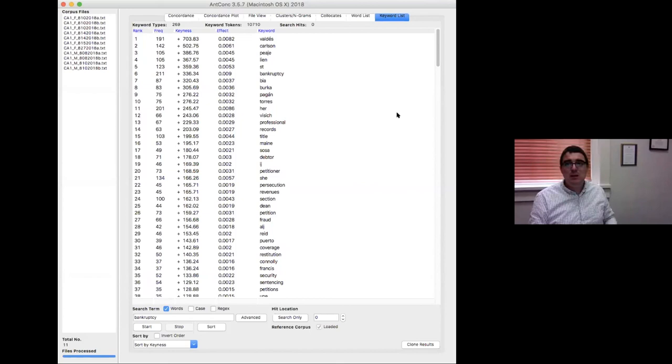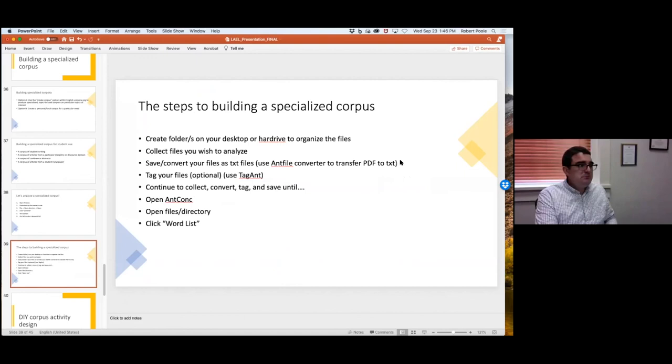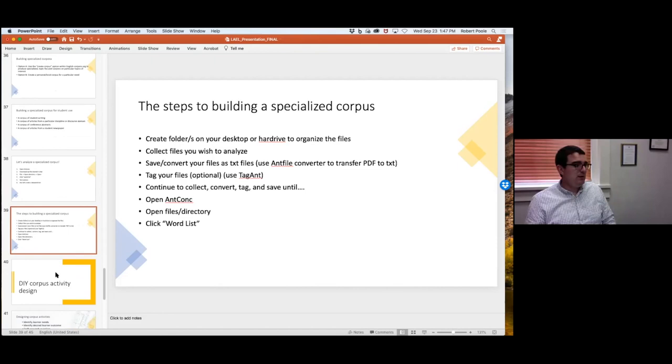Okay, I'm going to use these last few minutes just to hit a few final points, and then we'll save the last moments for discussion. Steps to building: find the files online. I recommend finding easily accessible files, collect them, save them, convert them to TXT files. If you want to tag your files for part of speech in the same way or similar to COCA and iWeb, use TagAnt. It's on the same site as AntConc. Collect. Do you think you have a nice sample? Then go for it. So, DIY corpus design.